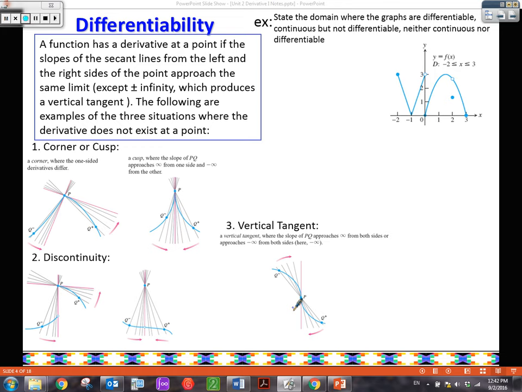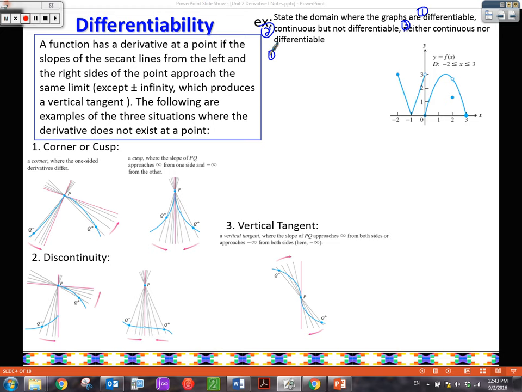So we have one example to work through. We have this graph right here, and it says, state the domain where the graph is differentiable. Okay, so that's one question. Continuous but not differentiable. That's the second question. And neither continuous nor differentiable. That's the third. So we have three different questions here.